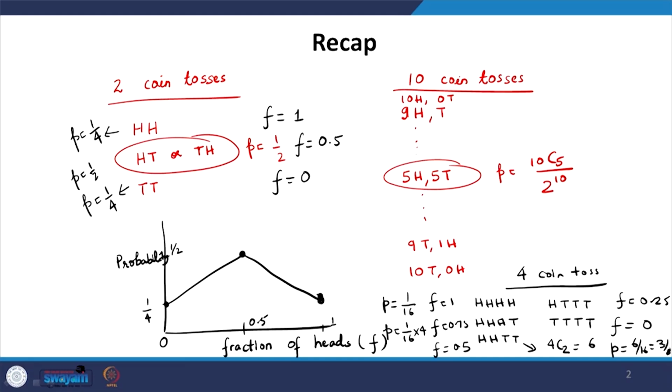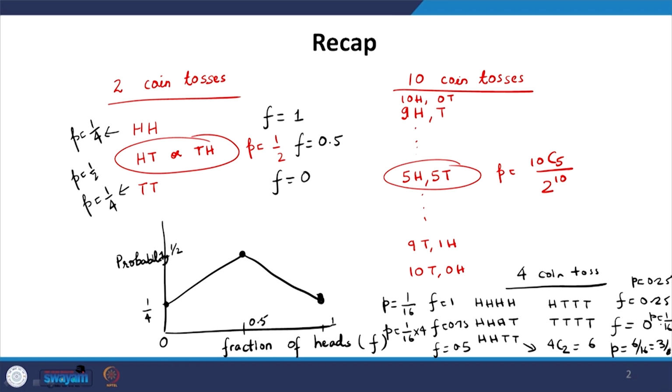and again for f equal to 0.25, the probability you can find will be same as f equal to 0.75, and that is 1 by 4, 0.25, and the last one will be again 1 by 16. Okay. And let us say I plot this for 4 tosses.